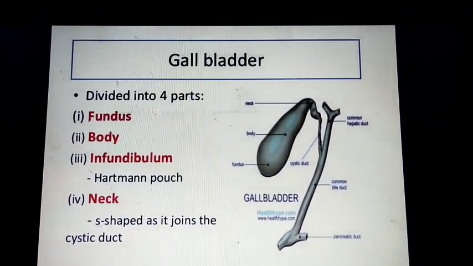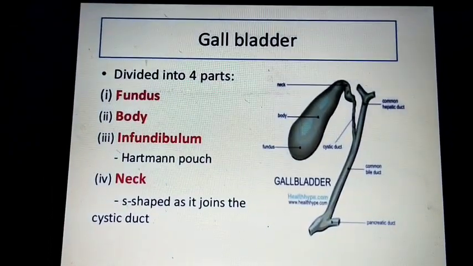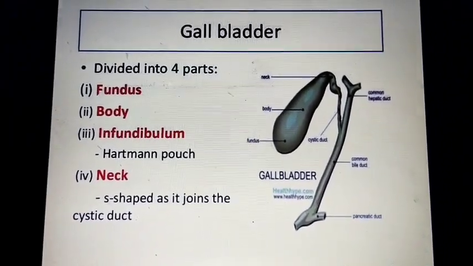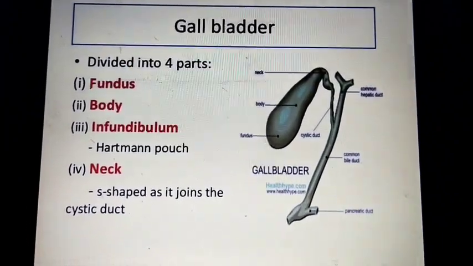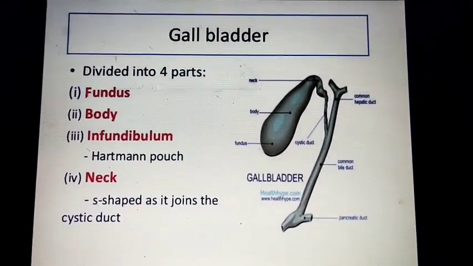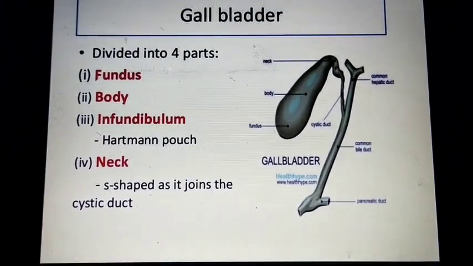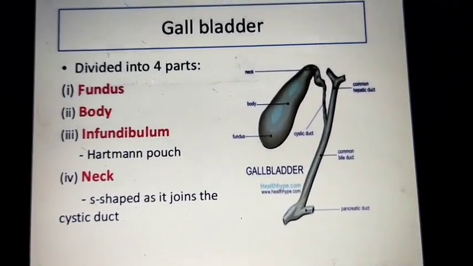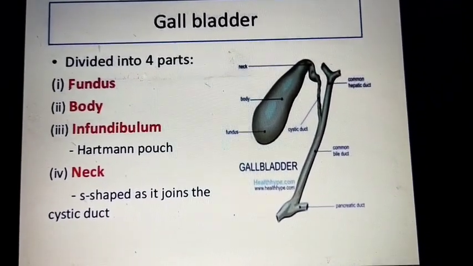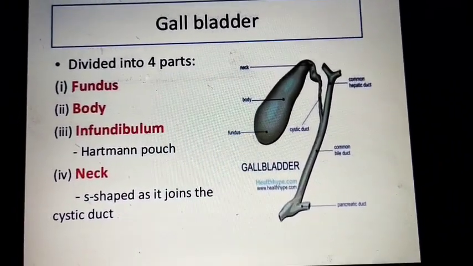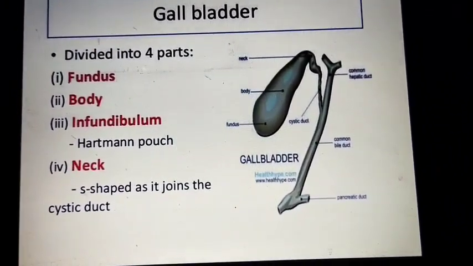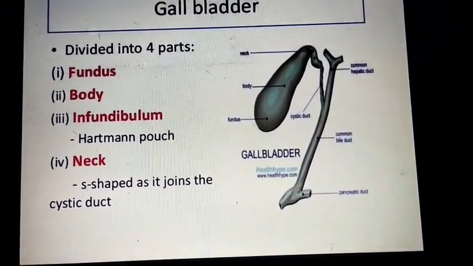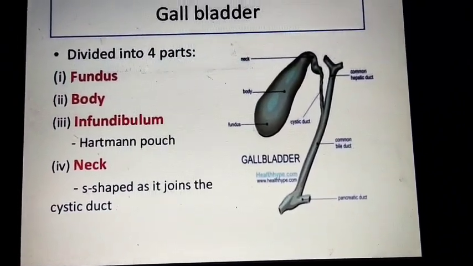And the neck is the narrowest part of the gallbladder, and it is the connection between the body and the cystic duct; it joins the body of the gallbladder to the cystic duct. The shape of the neck looks S-shaped. Because of the S-shaped formation, gallstones can come and get stuck here, and because of that there is obstruction.